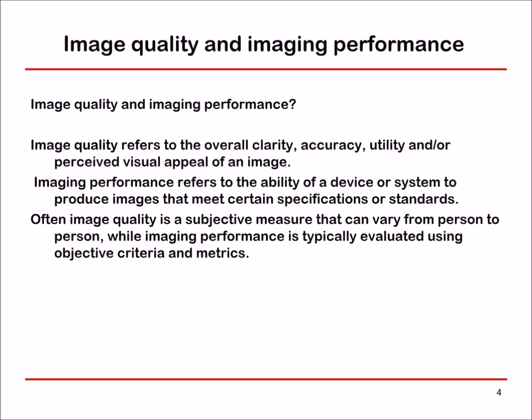What's the difference between image quality and imaging performance? I'll just throw this out. Image quality generally refers to the overall clarity, accuracy, utility and/or perceived visual appeal of images. And imaging performance refers to the ability of a device or system to produce images that meet certain specifications or standards. Broadly, we address both the results of methods along these lines as well as investigation into methods. Often image quality is a subjective measure that can vary from person to person. Imaging performance we typically evaluate using objective criteria when possible.